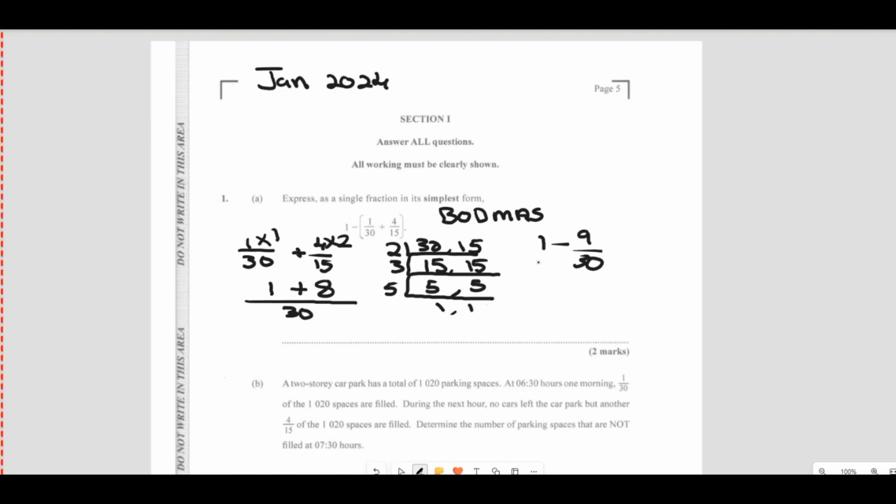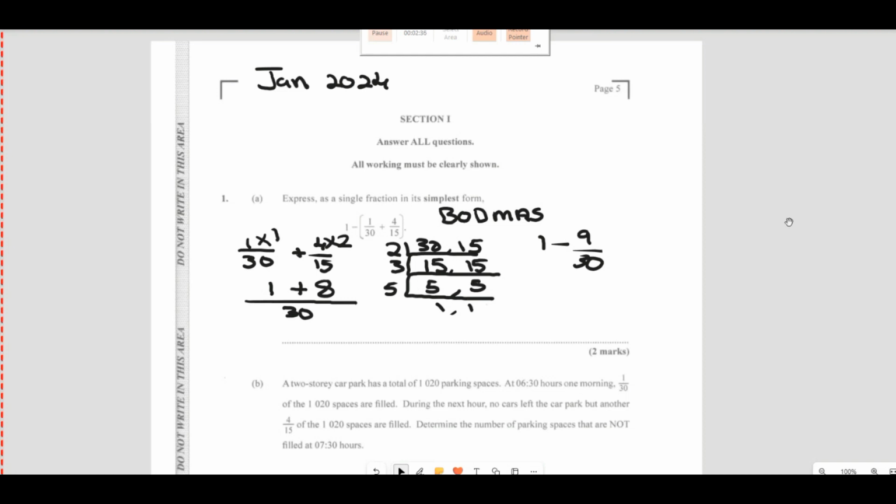Now guys, if you are not sure if that is correct, you can use a calculator. Put 1 over 30 plus 4 over 15. Not subtract, it's add. And remember, they want it reduced, right? It's not 9 over 30.